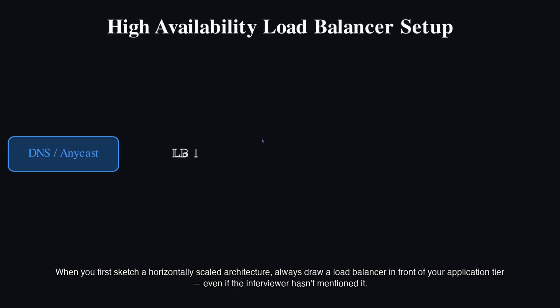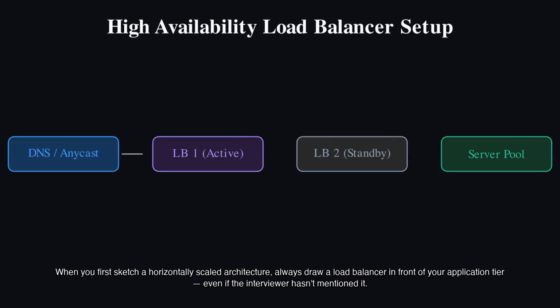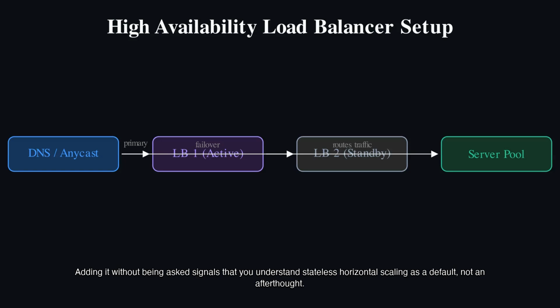When you first sketch a horizontally scaled architecture, always draw a load balancer in front of your application tier, even if the interviewer hasn't mentioned it. Adding it without being asked signals that you understand stateless horizontal scaling as a default, not an afterthought. When the interviewer probes your load balancer, you want to be able to answer 3 specific questions cleanly.